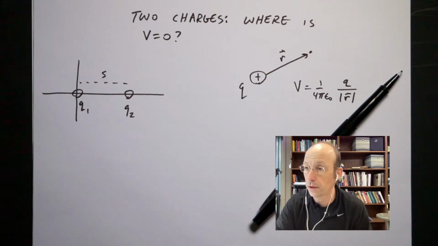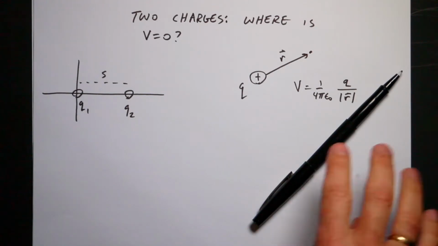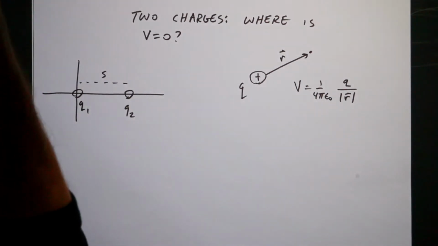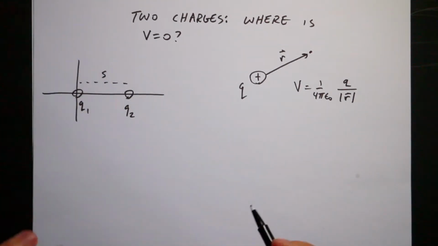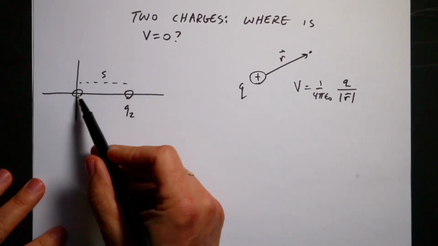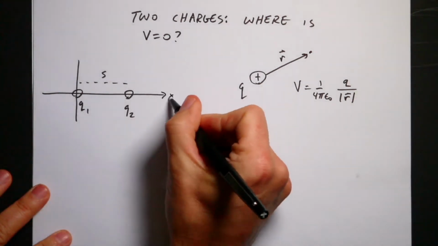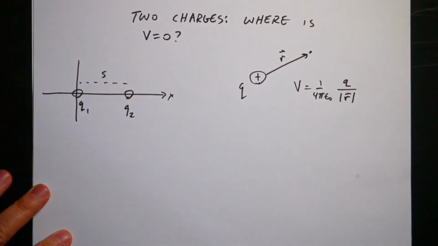So let me turn off this video because I need more space. Okay, so here we are. Where is the electric potential equal to zero? So here I have two charges, Q1 and Q2, and they're on the x-axis. Now they don't have to be on the x-axis, but I put them there because it makes things easier, and you can imagine any other situation where it would still work. But let's make it as simple as possible for now.